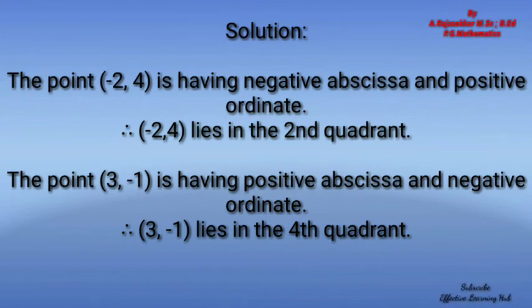The point (-2, 4): x-axis minus, y-axis plus. So minus plus means second quadrant. So the point (3, -1): x-axis 3, y-axis -1, so plus minus. Plus minus means fourth quadrant. Minus plus is second quadrant, plus minus is fourth quadrant.